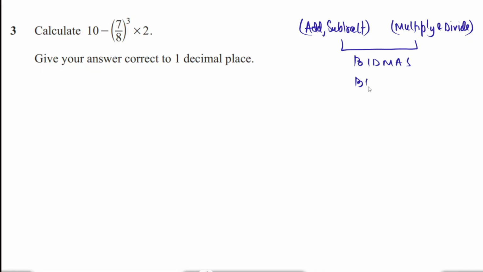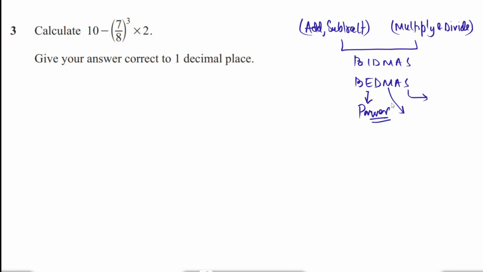B means bracket, E means exponent, I means index. Exponent and index both lead us to the power. So first of all, we need to solve the power. Then after the power, we need to do the multiplication.